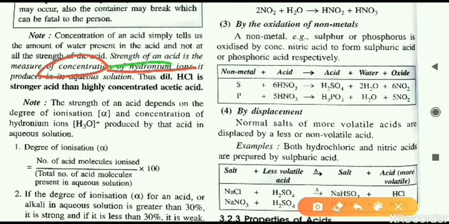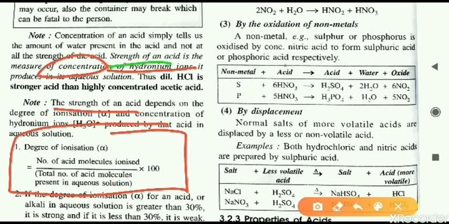But what is the strength of the acid? It is the measurement of how many hydronium ions are produced in aqueous solution. If we dissolve any acid in water, how many hydronium ions will be produced? If more ions are produced, then it is a strong acid. If fewer ions are produced, then it is a weak acid. Here a relationship is given, that is degree of ionization. The strength of acid depends on this degree of ionization, which is denoted by the symbol alpha. That is how much ionization will take place.